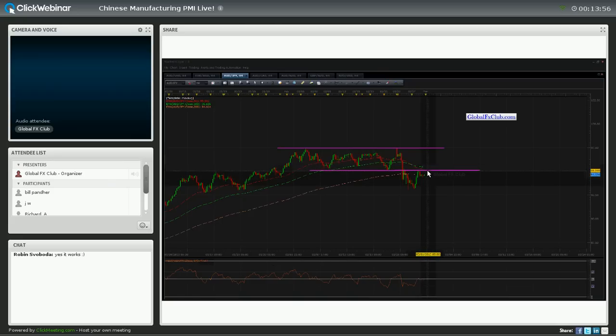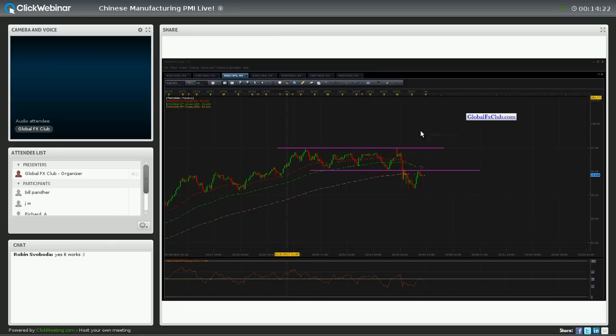As long as we remain below this range, obviously the risk is for another move lower. If we manage to break back up into this range on good numbers, you would look for another test of 97.50. Before then, Aussie will be faced with another decision whether or not to break out and continue higher or to go back to trading this range.